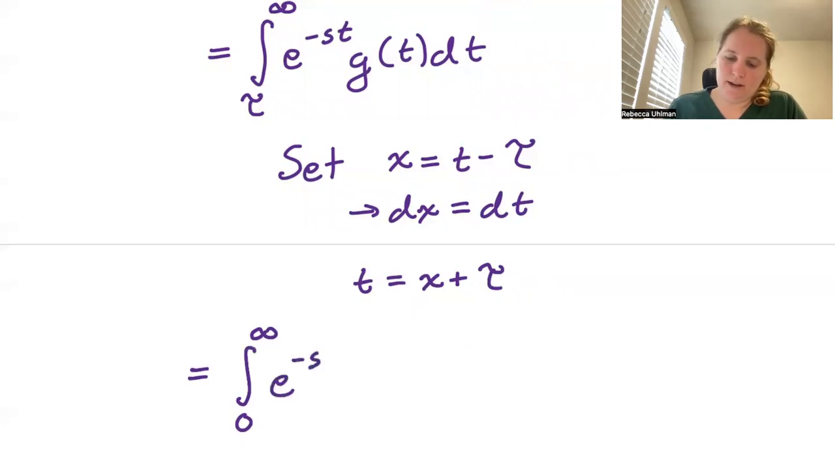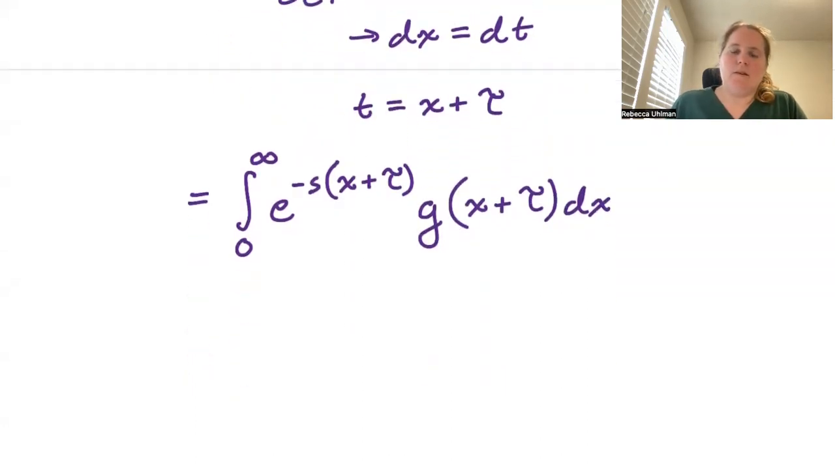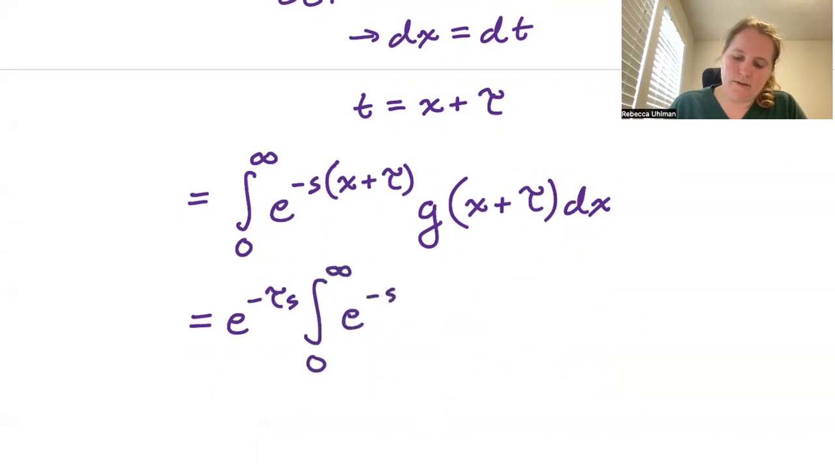Then we would have e to the negative s, and then t becomes x plus tau. So e to the negative s times, in parentheses, x plus tau. And then multiplying g of x plus tau, and then dx. Now let's rewrite this. We can pull out an e to the negative tau s out front. The left-hand side is the integral from 0 to infinity of e to the negative s times x times g of x plus tau dx.